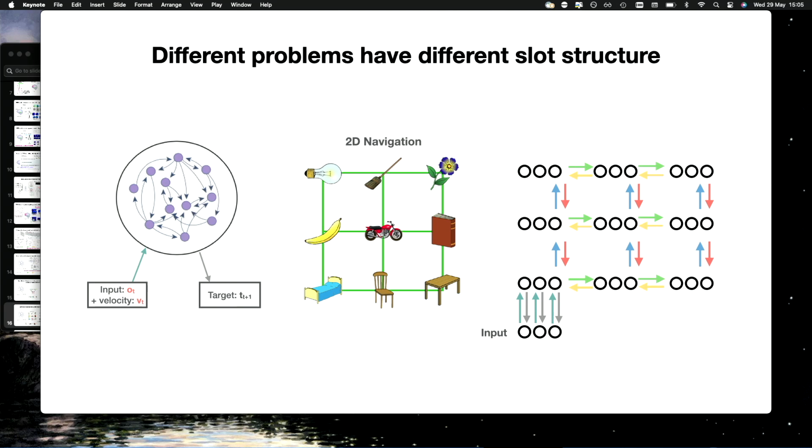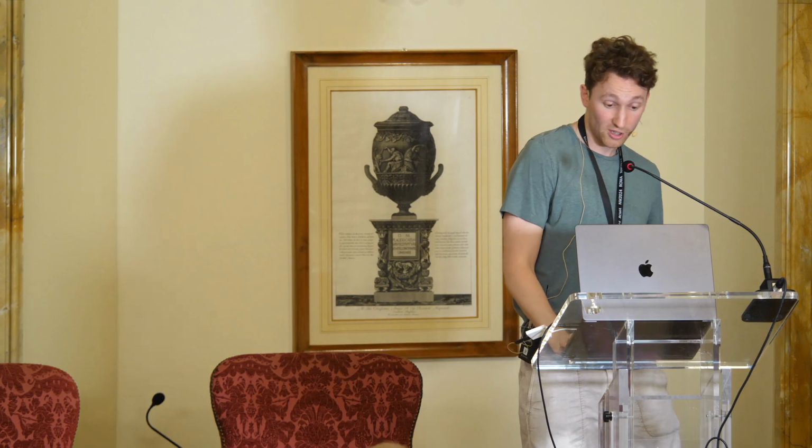This sort of structuring of these subspaces according to the structure of the world isn't just for simple tasks like that 1D task. It also works for this spatial task. Okay, so we see a chair, we move up.